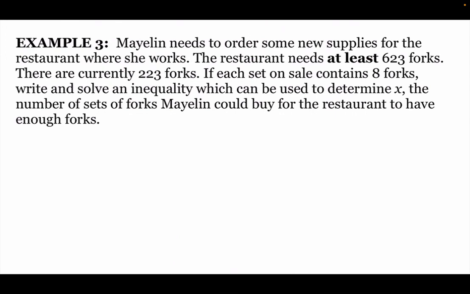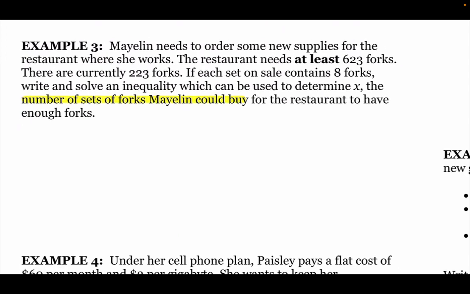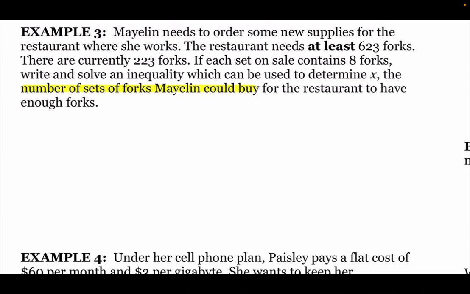Write and solve an inequality that can be used to determine, okay, so what are we going to determine? We're going to determine the number of sets of forks she has to buy. Sets of forks. That's what we're gonna solve for. Well, before we do that, we have to build. Okay, so let's build. So we need a rate times x plus the fixed number. Then we need a symbol, and we need a total.